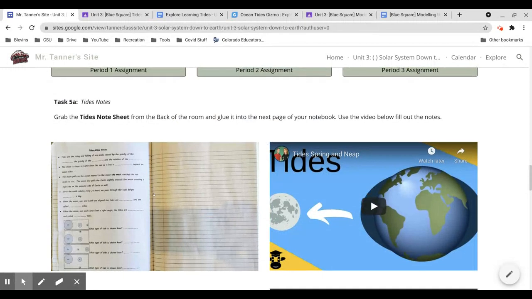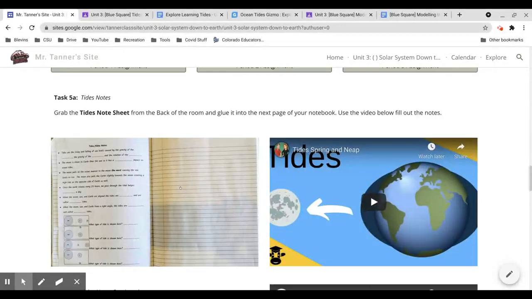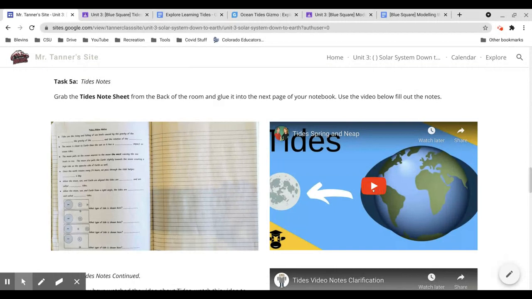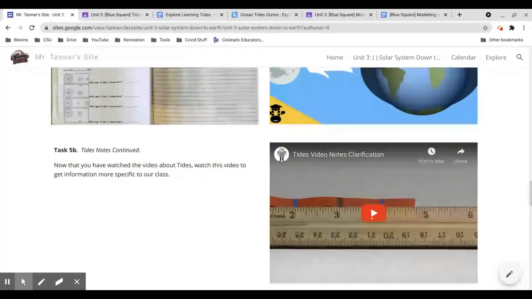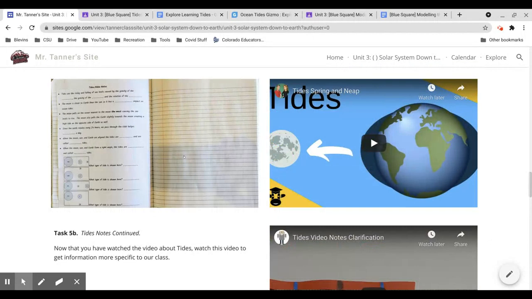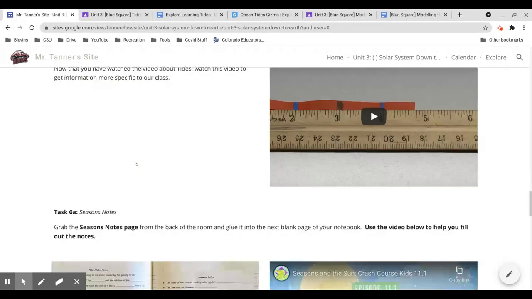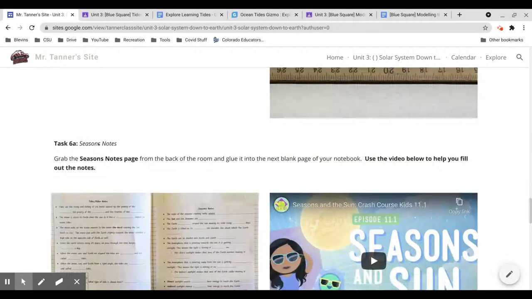Task 5 is going to clarify what you've just learned with a set of tide notes. Again, watch the first video. Don't worry about filling out the notes. Just watch it, listen, and learn. And then watch the video I've made where it says Tides Notes Clarification. Watch that video while filling out your note sheet. After that, we're going to start on seasons.